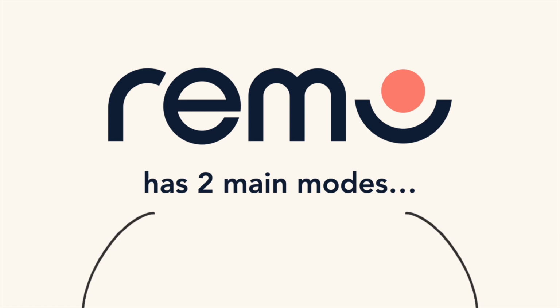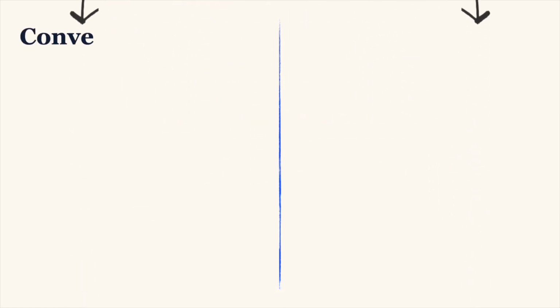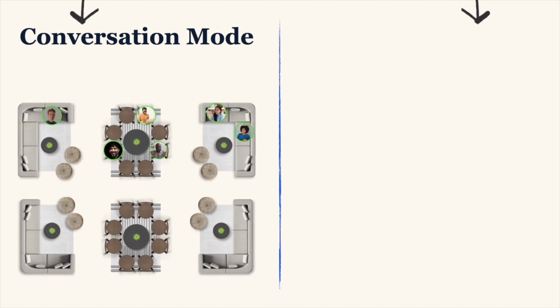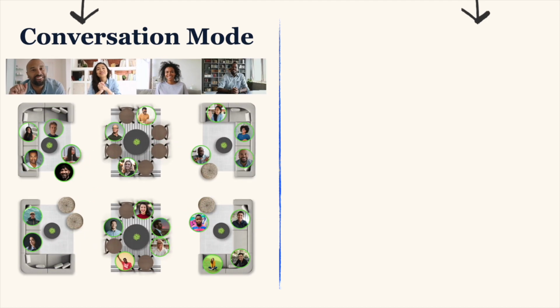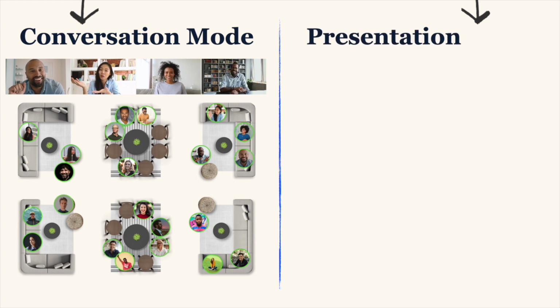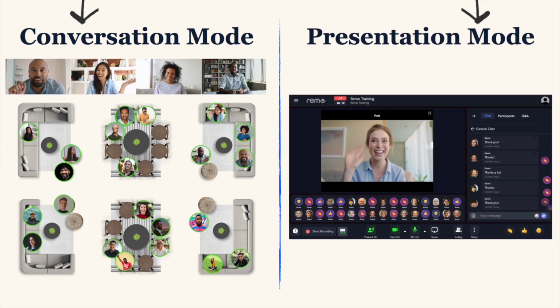Remo has two main modes. The first one is conversation mode, where guests can move freely around the space and engage in private conversations with the other people there. The second mode is presentation mode. This is the one where you can present to everyone in the event space all at once, like what you'd expect at a webinar, but with some interesting features to boost interaction that I'll show you in just a bit. So let's begin.